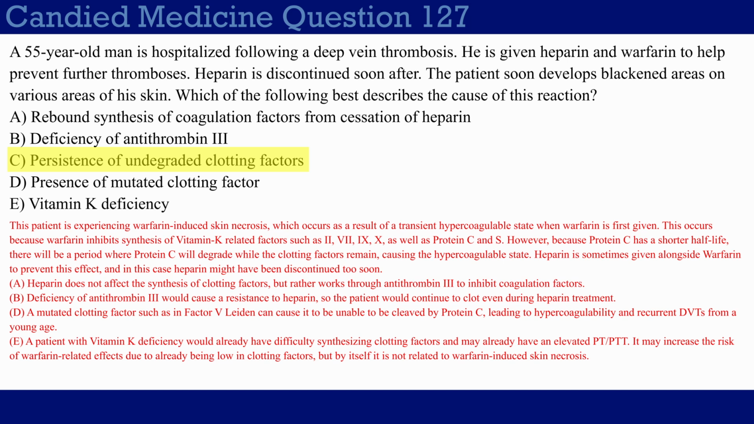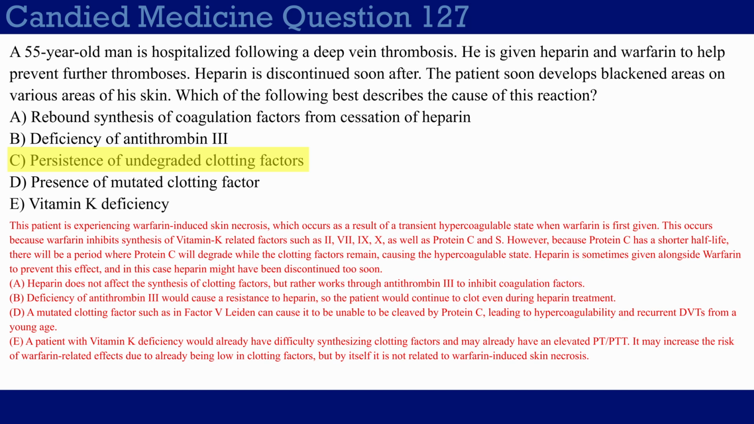Taking a look at some of the other wrong answer choices here. Choice A, rebound synthesis of coagulation factors from cessation of heparin. This is actually a nonsense answer choice in some ways because heparin's function does not include inhibiting the synthesis of clotting factors. It doesn't work that way. What heparin does is that it works through activating antithrombin 3, which inhibits coagulation factors. So it has nothing to do directly with the synthesis of coagulation factors.